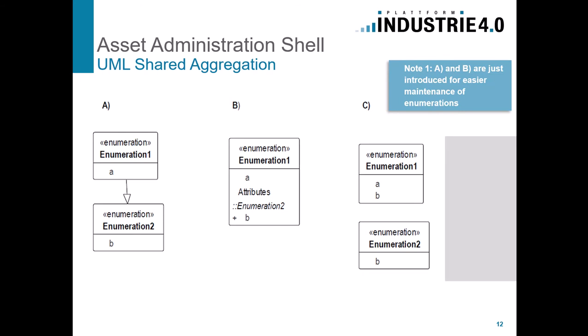Enumerations are also represented in three identical ways. Sometimes we use this representation with inheritance, but it's just for maintenance reasons. In reality, what is meant is that this is an enumeration of A and B, and enumeration 2 is only B. So it's quite the opposite of class inheritance.